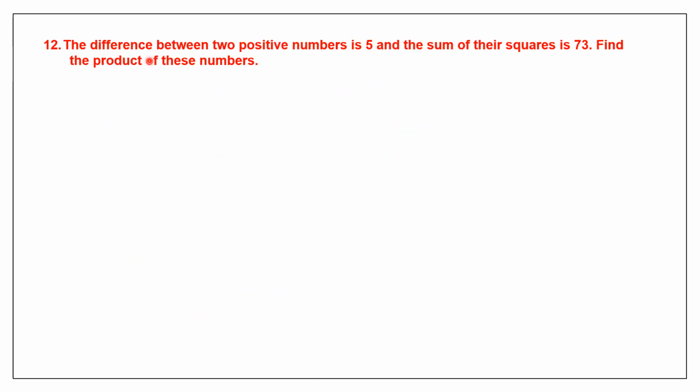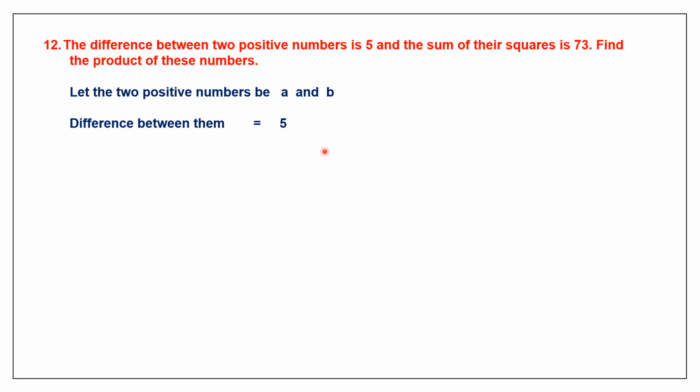Question 12. The difference between two positive numbers is 5 and the sum of their squares is 73. Find the product of these numbers. So we're talking about two positive numbers. So let the two positive numbers be A and B. So the first number is A and the second number is B. Both are positive numbers.